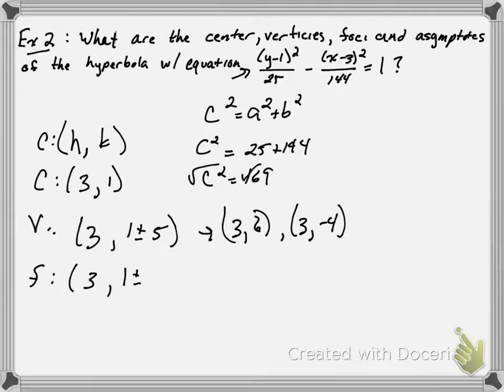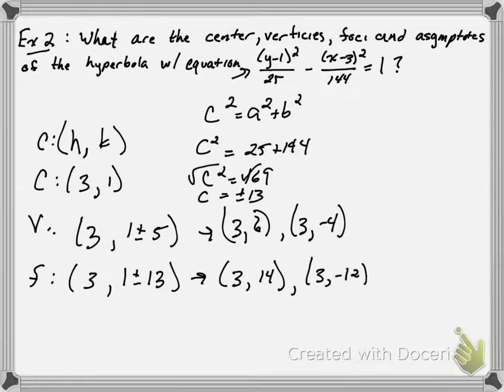Square root both, c is going to equal plus or minus 13. So 1 plus or minus 13 for my foci. So that's going to give me 3, 14, and 3, negative 12 for my foci.